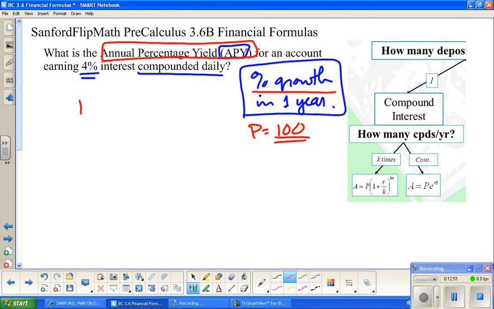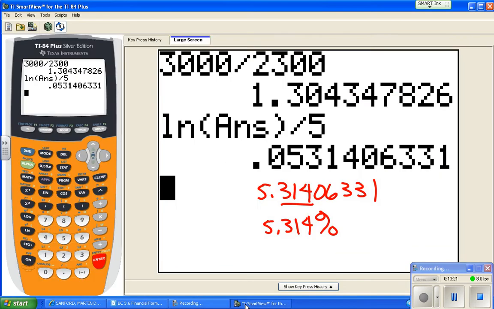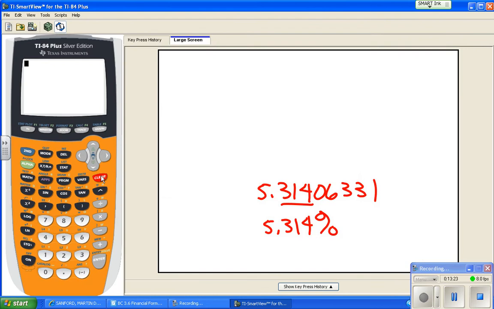Okay, so I'm going to put in $100, 1 plus 0.04, compounded daily, so again, that's 365 times a year, in 1 year. So K is 365 times how many years? 1. I'm going to find out how much this is, and then I'm going to find out how much it grew. Okay, so 100, 0.04, 365, I'm trying to remember everything. We'll see how it goes. I'm going to hit clear and get rid of my old stuff.